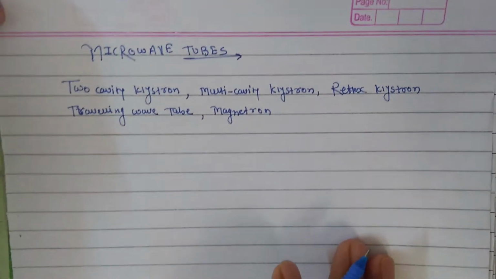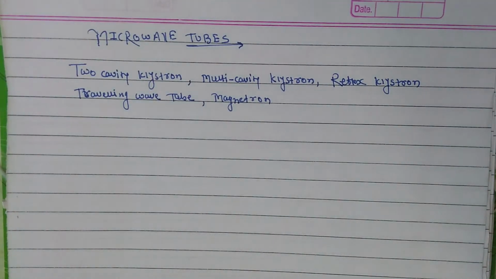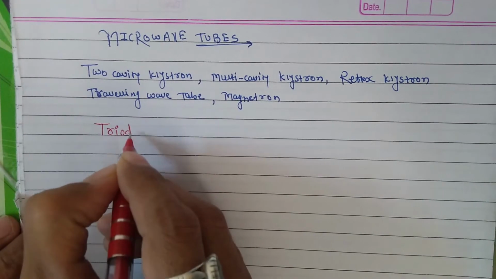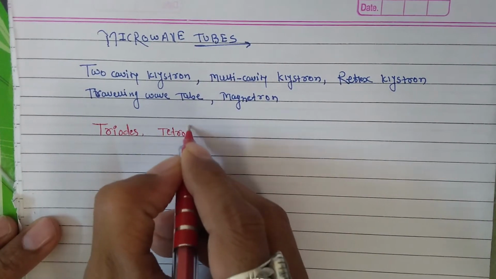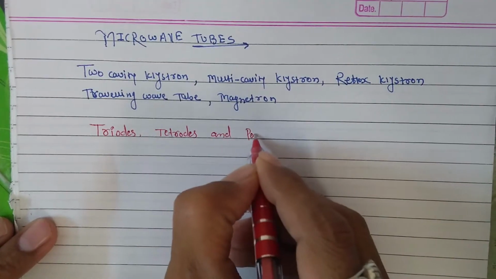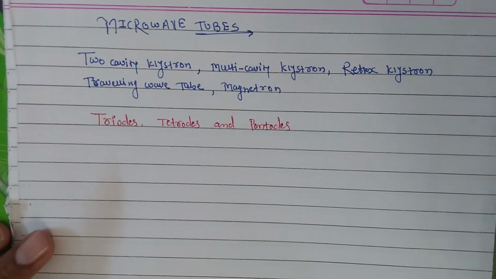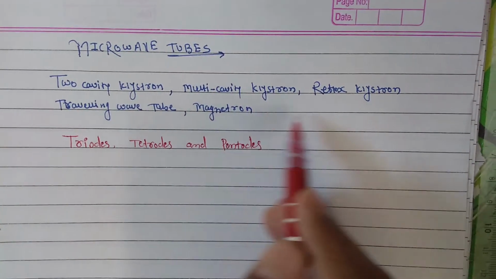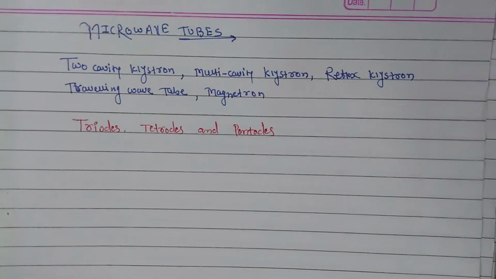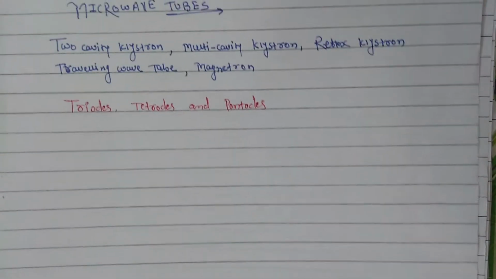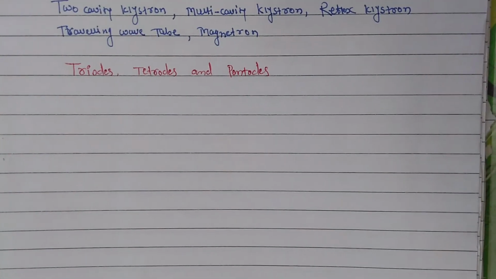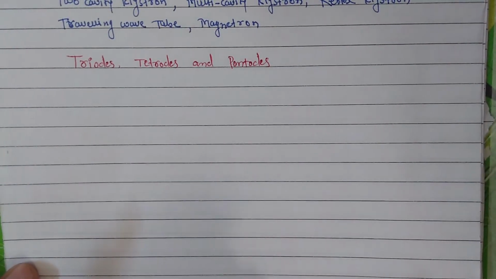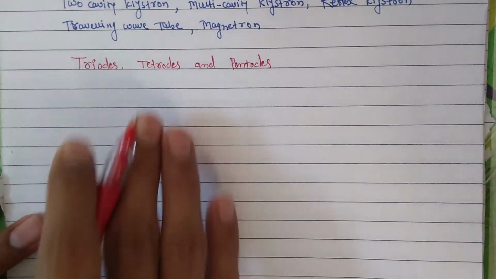But one question arises in our mind: if we have conventional vacuum tubes such as triodes, tetrodes, and pentodes, which are already available, why do we use these specially designed tubes at microwave frequency? So, in our first video tutorial, we will discuss the limitations of these conventional vacuum tubes.